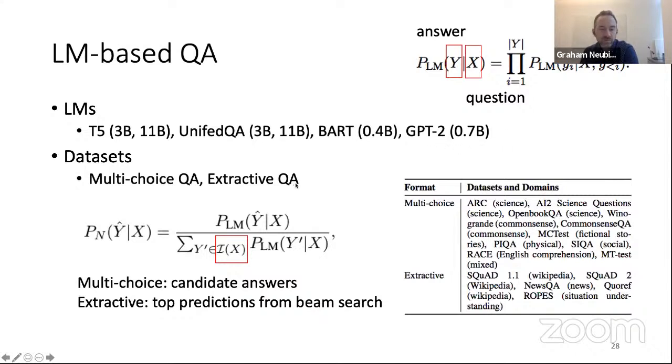language model. The way we calculate the probability of the output is we have a space of plausible answers, where for multiple choice, this is all of the candidate answers in the multiple choice set. For extractive QA, these are the top predictions from a beam search. So basically we try to output several possibilities based on beam search, and then we calculate the probability of all of them and renormalize.